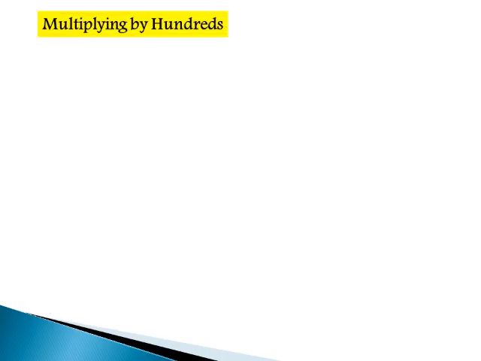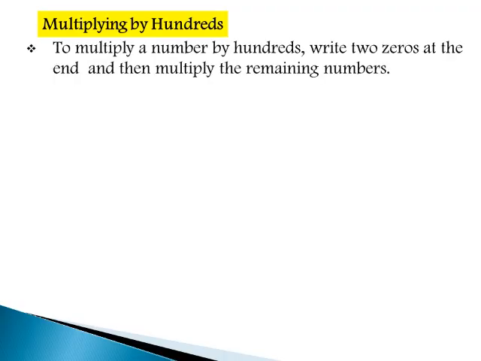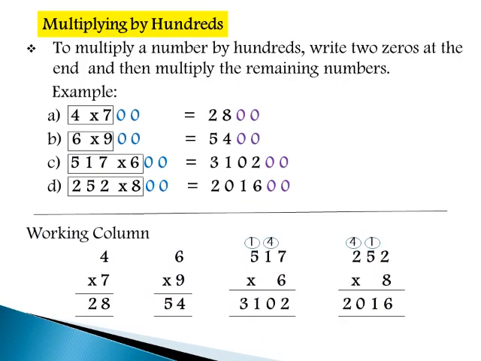Multiplying by hundreds. To multiply a number by hundreds, write 2 zeros at the end and then multiply the remaining numbers. For example, 4 times 700. First multiply 4 times 7 equals 28. Put 2 zeros at the end. So the answer is 2800. 6 times 900. First multiply 6 times 9 equals 54. Put 2 zeros at the end. So the answer is 5400.